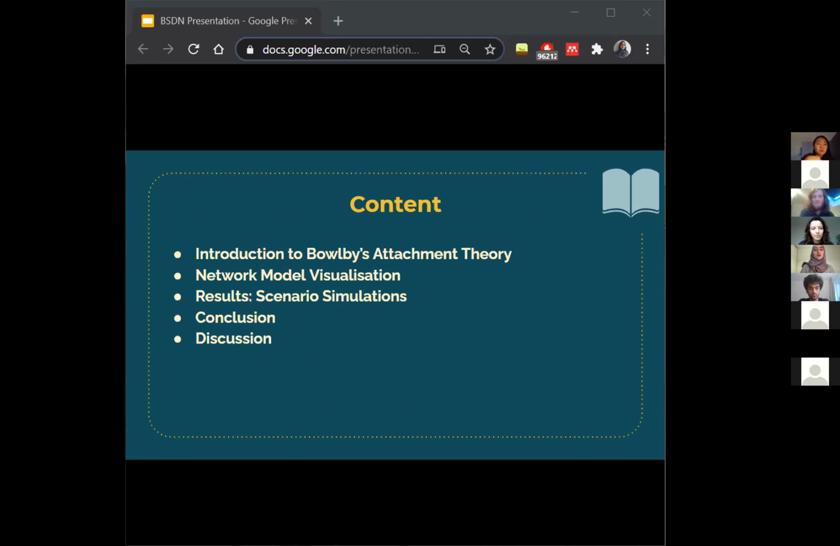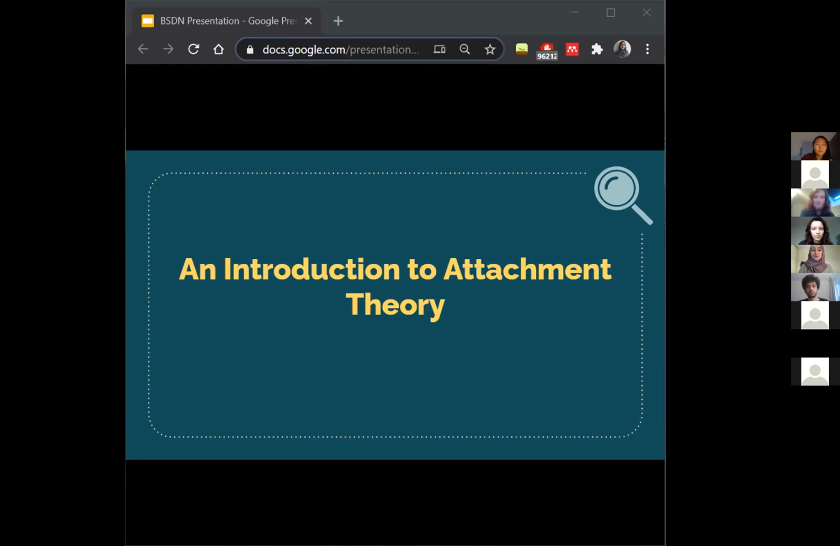So first, we're going to give a short introduction to the attachment theory, and then we will discuss the network that we built and some simulations of 2 scenarios. And then we finish off with a conclusion and a discussion. So first, let's start with an introduction to attachment theory.